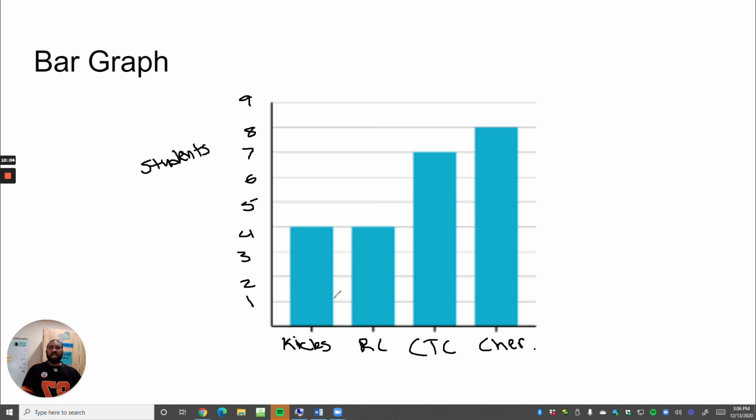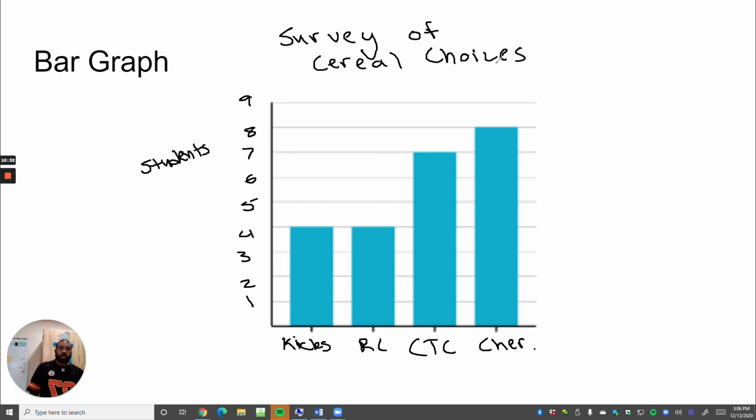We're just looking and seeing how many kids like Kix cereal, how many like Rice Krispies, how many like Cinnamon Toast Crunch, and how many like Cheerios. So this is good for showing a survey of something. In this case, we would say cereal choices. But again, it doesn't matter if there's more on the right or on the left because the cereals don't go in any particular order.